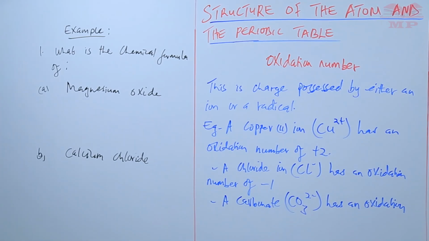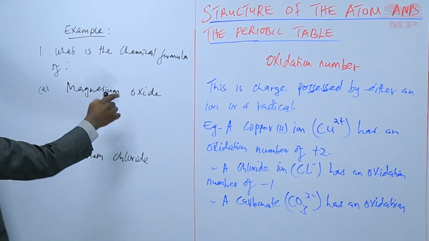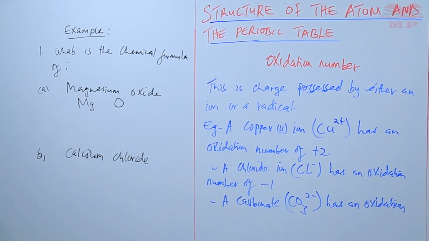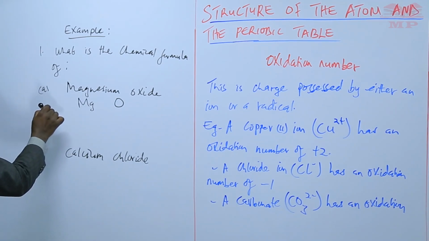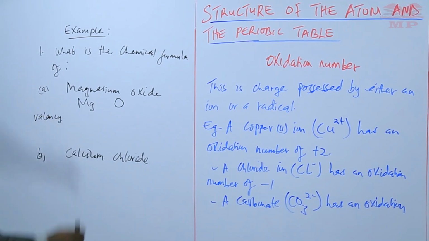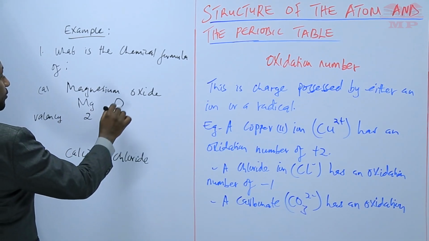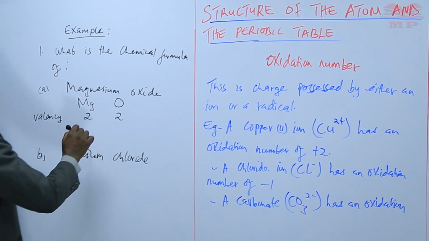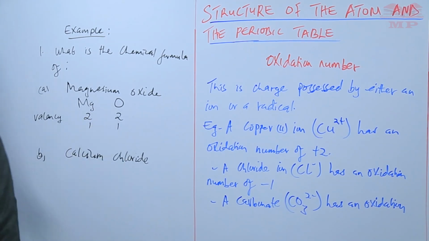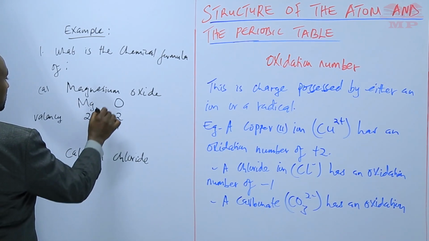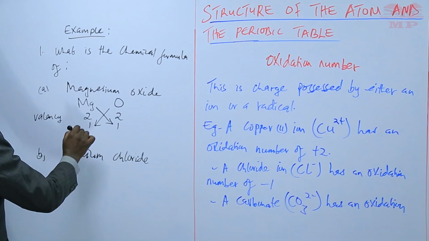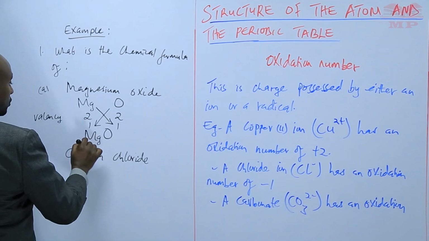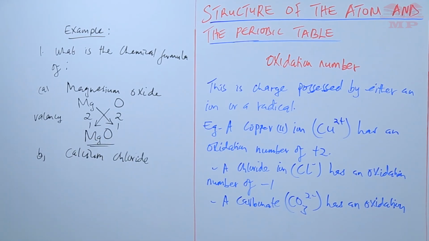So the first thing when you're writing the chemical formula, we write the symbol for magnesium is Mg, oxide is O. Then we come here and indicate the valency. The valency for magnesium is 2. The valency for oxygen is 2. So where they have the same valency, you simplify it into 1:1, and then you cross multiply. So the formula will be Mg multiplied by 1, O multiplied by 1. So that will be the chemical formula for magnesium oxide.